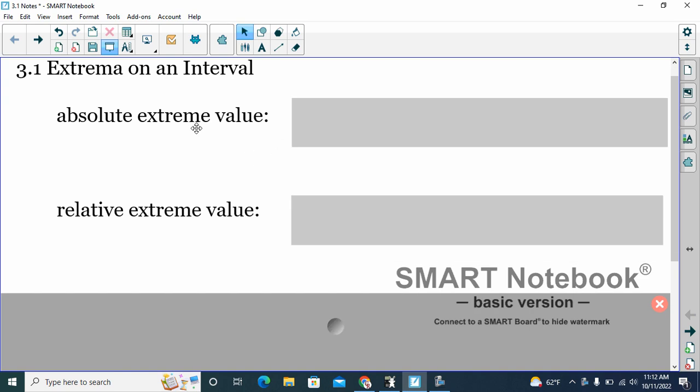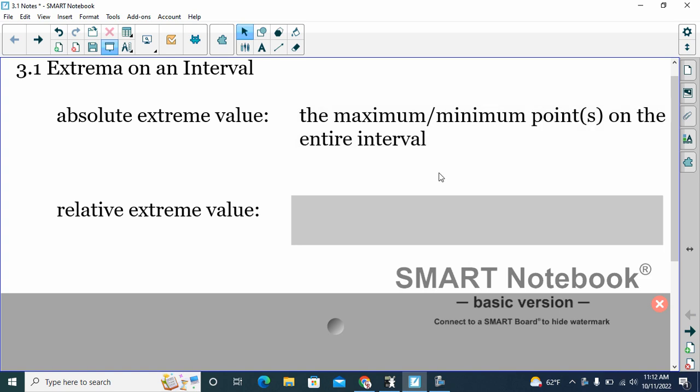So when we talk about an extreme value, we're talking about the minimum and maximum values. If we have the very highest or the very lowest point on the entire interval that is given, that is the absolute extreme. So the very highest point is called the absolute maximum, and the very lowest point is called the absolute minimum.